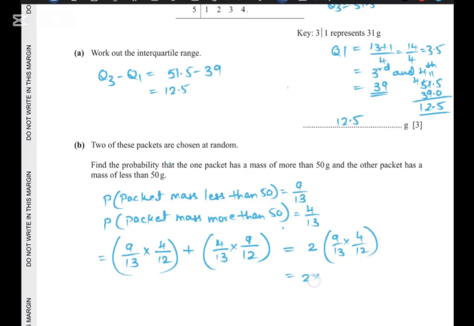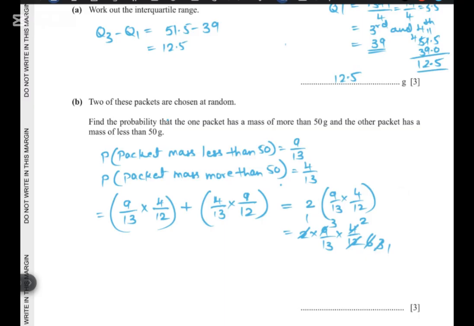So 2 into 9 by 13 into 4 by 12 will be: 2 times 1, 2 times 6, 2 times 2, 2 times 3, 3 times 1, 3 times 3. Now we are left with 6 in the numerator, 3 into 2 is 6, and denominator 13. So 6 by 13 is the answer.